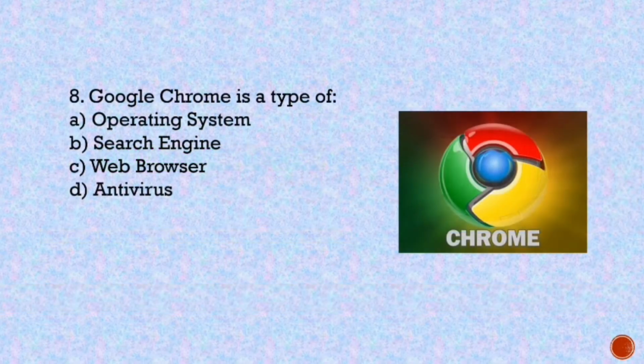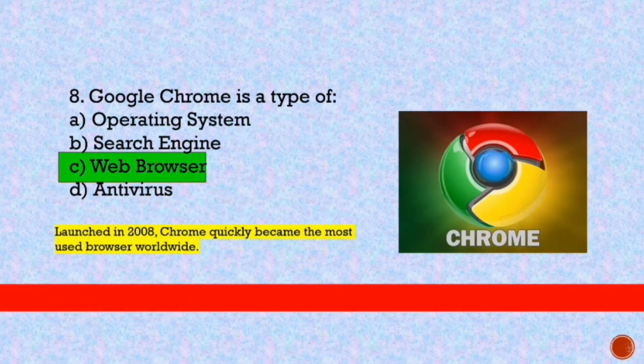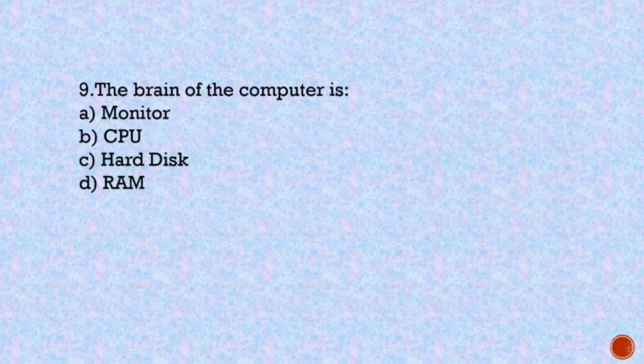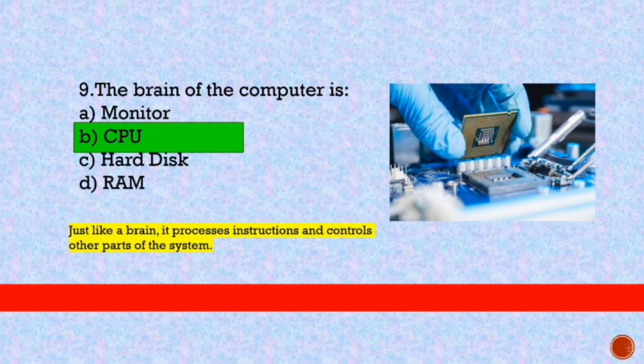The question number 8 is, Google Chrome is a type of what? Okay, so I have told this already, so I think you can guess it quickly. The right answer is web browser. Launched in 2008, Chrome quickly became the most used browser worldwide. The question number 9, the brain of computer is. Alright, this question is, I think, extremely easy and you can guess it very quickly. Correct answer is CPU. Just like a brain, it processes instructions and controls other parts of the system.